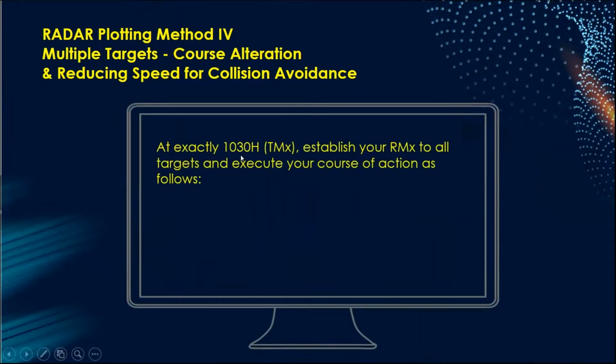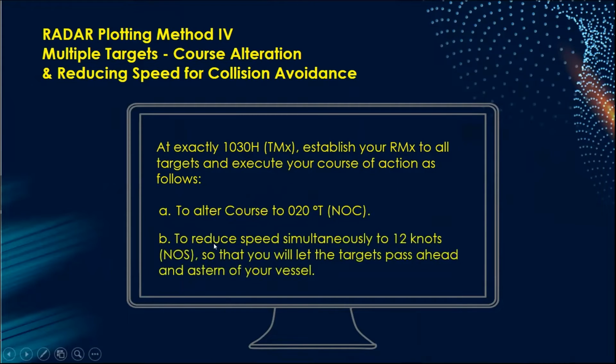At exactly 10:30 hours, that's your TMX, establish your RMX to all targets and execute your course of action as follows. Letter A, to alter course to 020 degrees true, new on course. Letter B, to reduce speed simultaneously to 12 knots. That's your NOS. So that you will let the targets pass ahead and astern of your vessel.